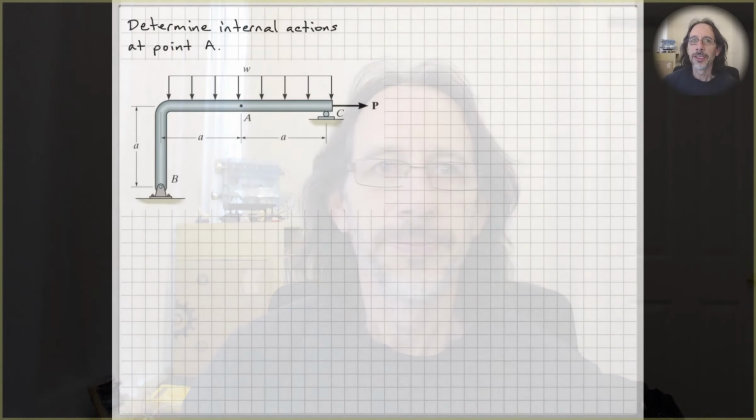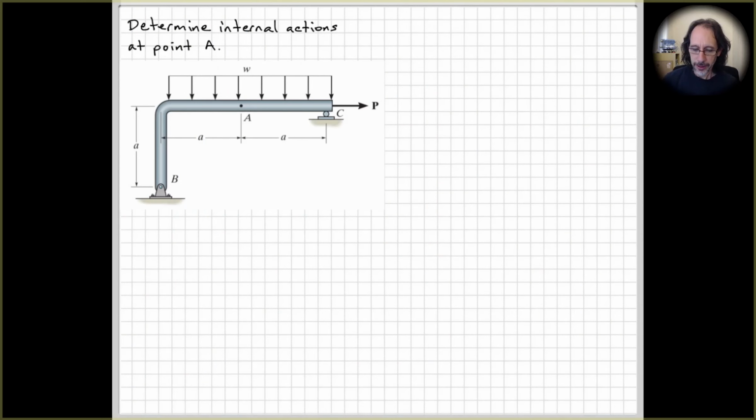Time to do another engineering mechanics problem. This time we're going to look at internal actions. Okay, so here we have the problem. It's just a bent structural component with a distributed load acting on it, supported by a pin connection at B, supported by a roller at C. We've also got a horizontal force here at C, and we're asked to determine the internal actions at point A.